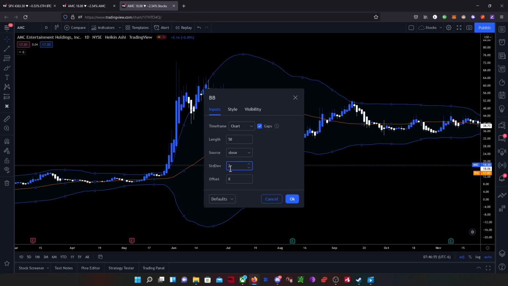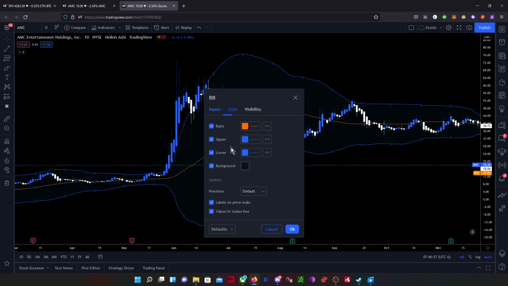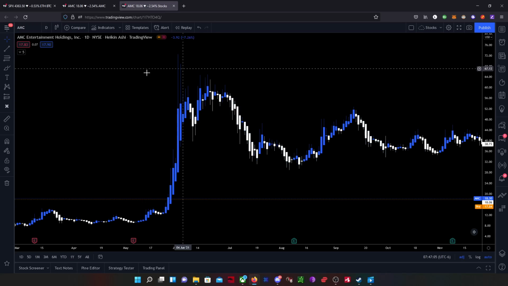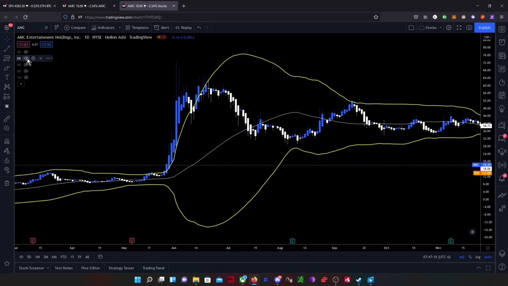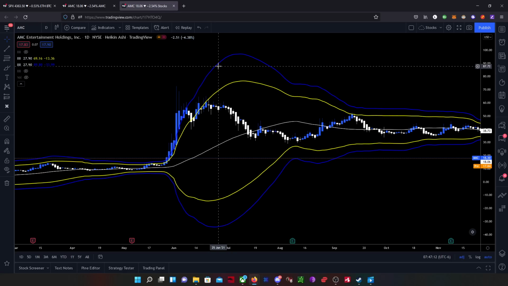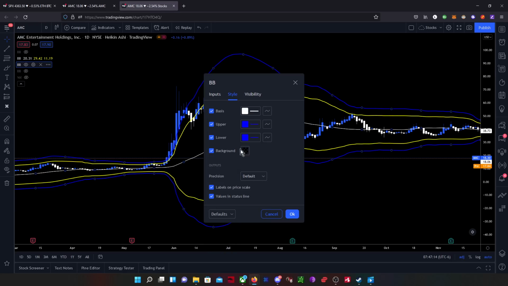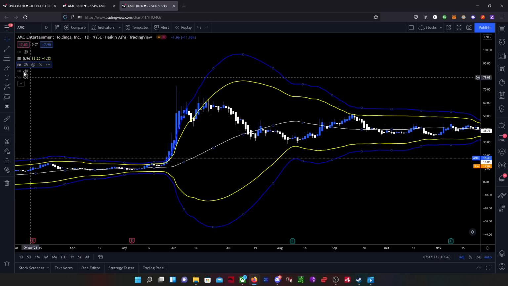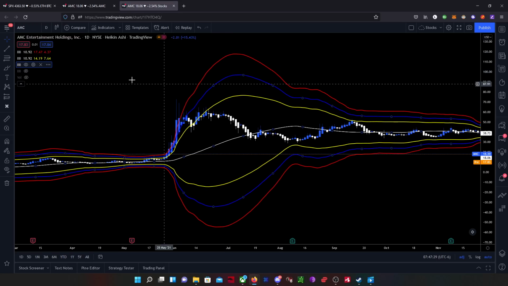Leave the first one standard deviation to 2. Go to style. I like to change the color to yellow for the first one. All right, so there's my first one. I keep my second one as blue and right click it. What you'll notice the difference here is that the length stays the same as 50. The standard deviation goes up 1 to 3, and then the next Bollinger Band would have a deviation of 4. So this would be the one with the 4th period deviation.